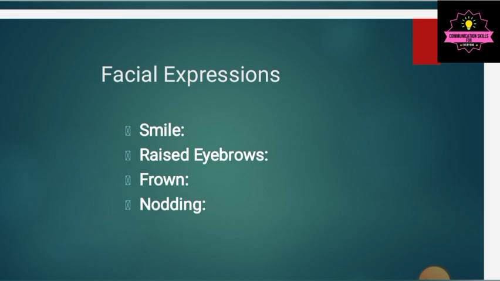Raised eyebrows indicate surprise or curiosity, like raising eyebrows when presenting an unexpected fact or asking a rhetorical question. A frown suggests confusion or displeasure, like frowning when discussing a challenging problem or a negative situation.